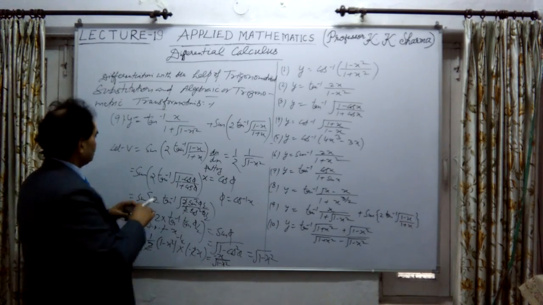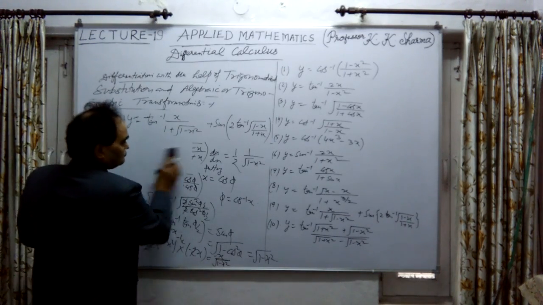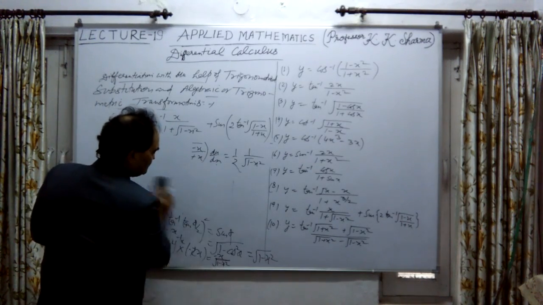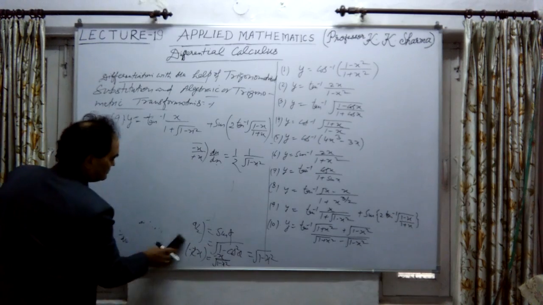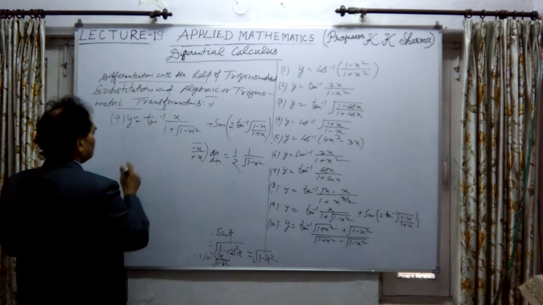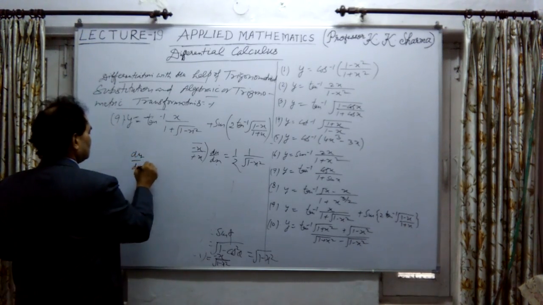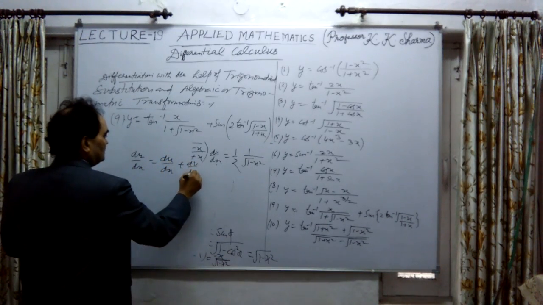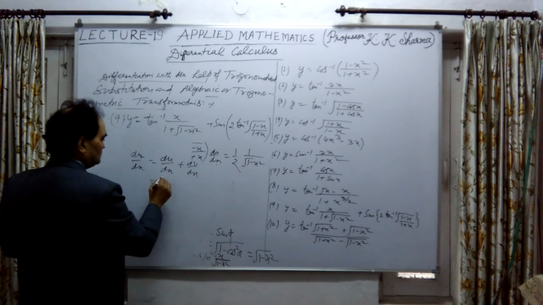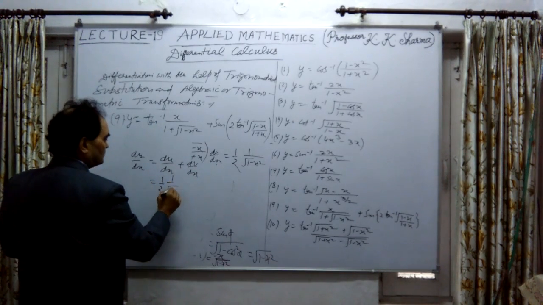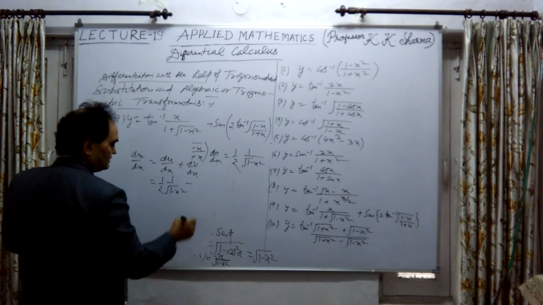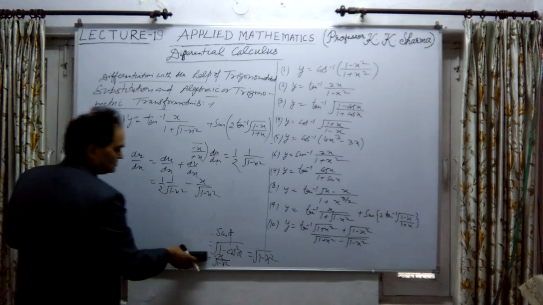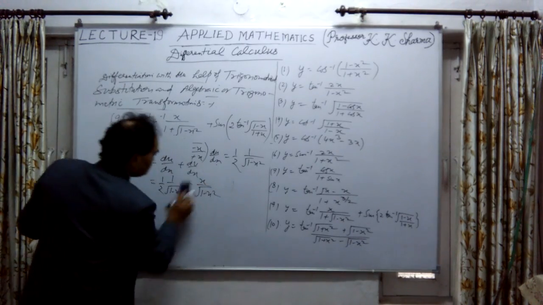The final answer is adding the two answers, du by dx and dv by dx. So du by dx plus dv by dx, putting both the values, equals 1 upon under root 1 minus x square, and the second is minus x upon under root 1 minus x square. Okay, this is the ninth question.